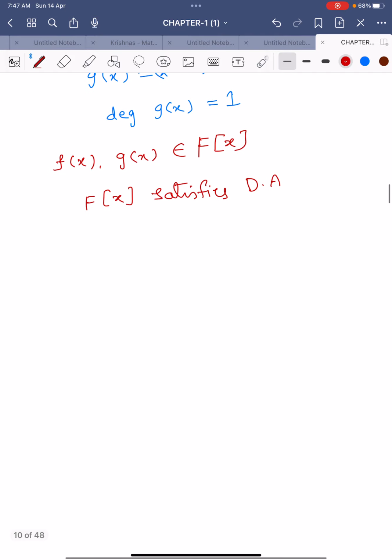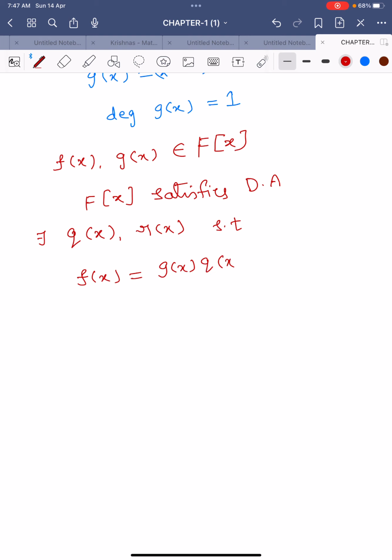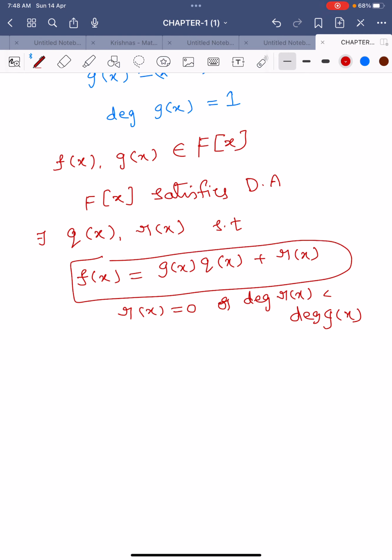By the division algorithm, there exist two unique polynomials, q of x and r of x, satisfying the condition f of x is equal to g of x into q of x plus r of x, where either r of x is equal to 0 or degree of r of x is less than degree of g of x. Now in this expression, replace x by alpha.